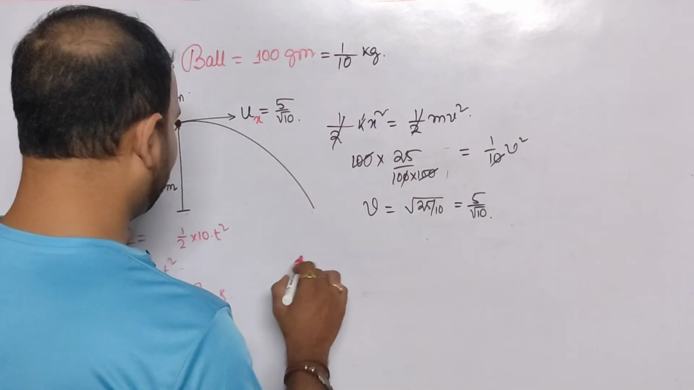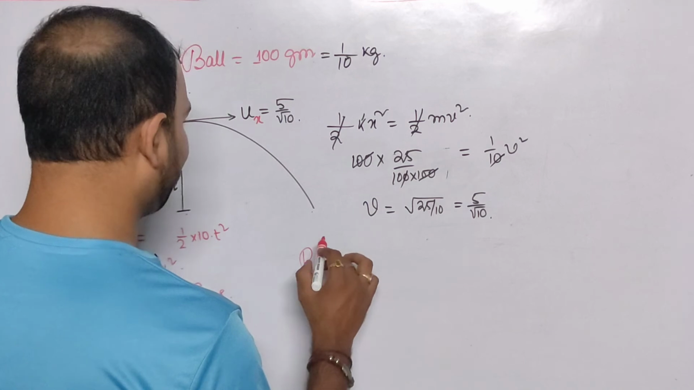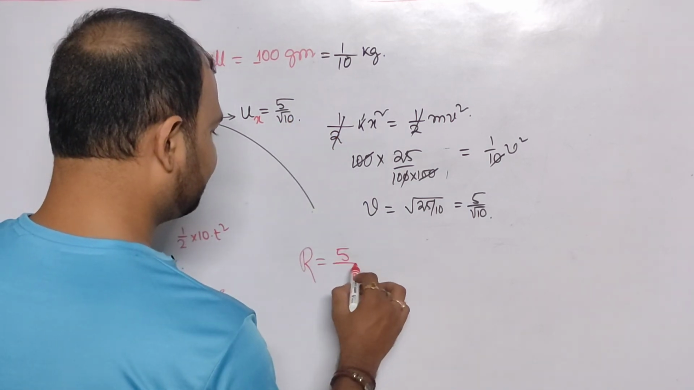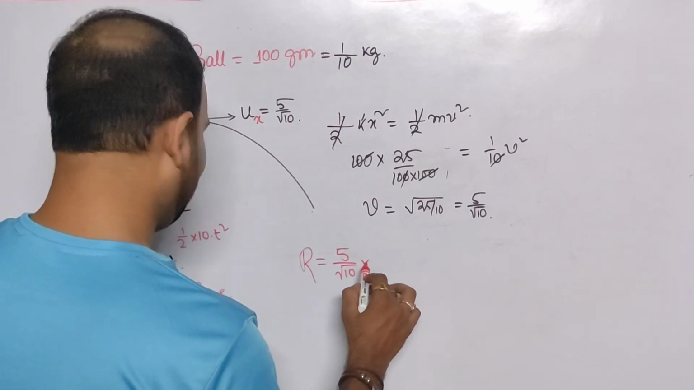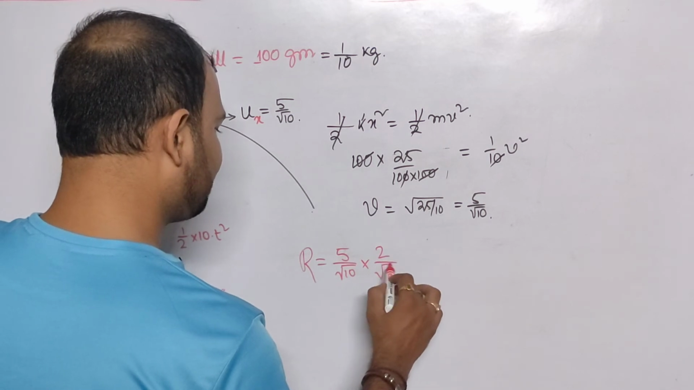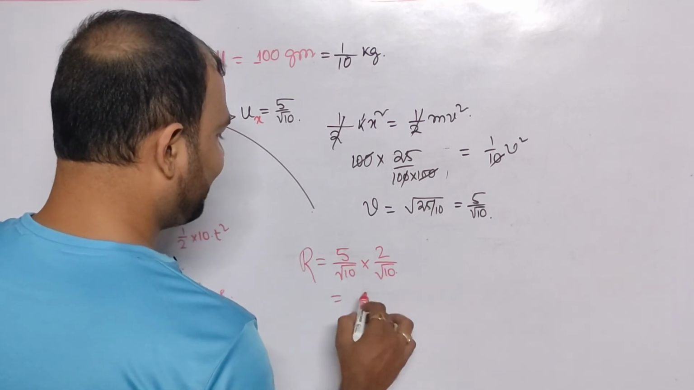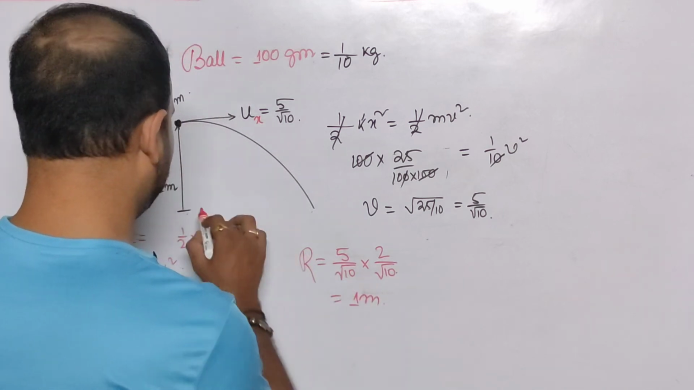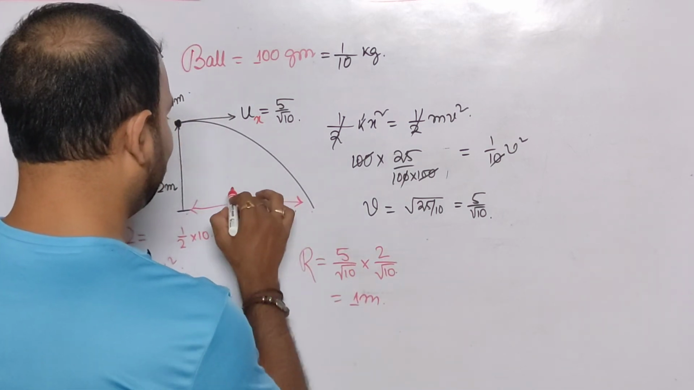What is the formula of the range? Range equal to velocity into time, that is 5 by root 10 into 2 by root 10, that is 10 by 10, that is 1 meter. Very important sum.